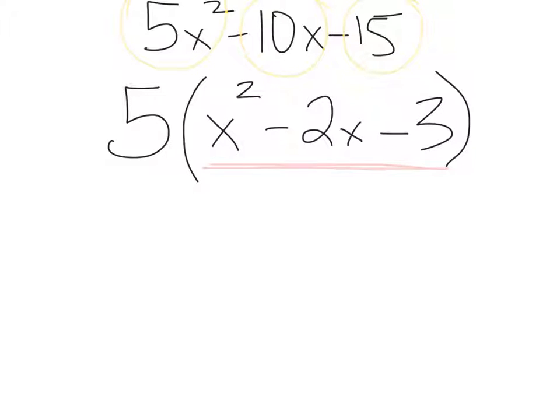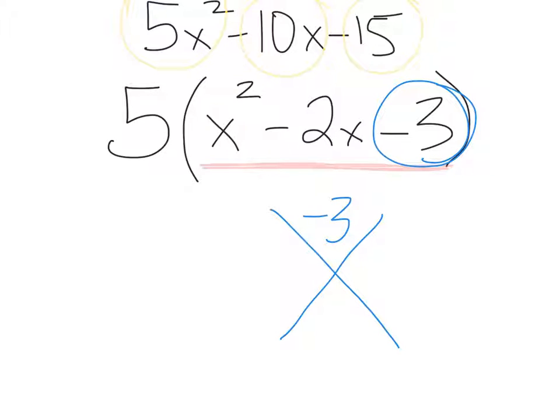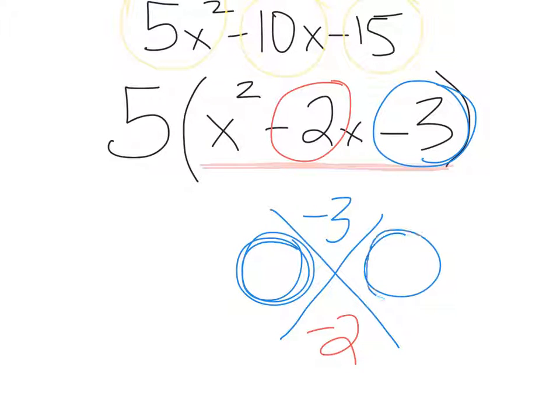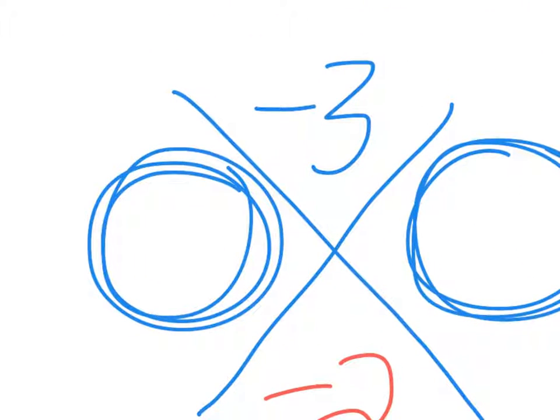So we want to now change this subtraction problem into a multiplication problem. There are lots of methods to do that. I like the x method. We put the last number on top, -3, and the middle number on bottom, -2, without any variables or anything else. And we're trying to think in our brains what numbers multiply to give you -3, and at the same time add to give -2. We're looking for multipliers here and adders there.